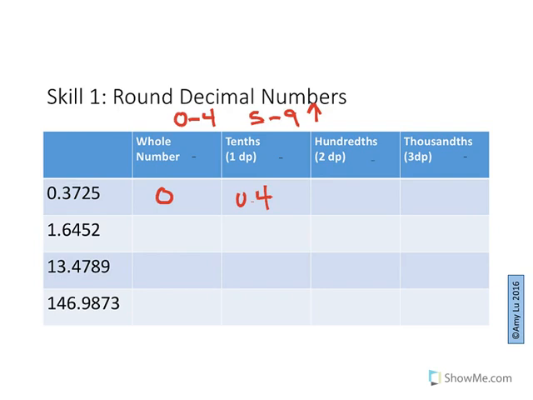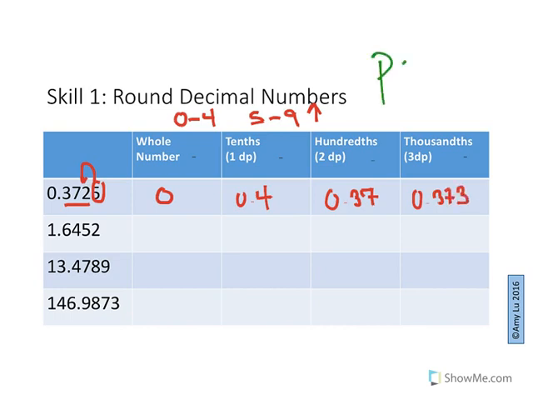Now in the hundredths place, we want two decimal places, so we look at the third one, ignore the last number, and decide what does that do to the 7. In that case, it keeps the 7 in place because it's 0 to 4, so this becomes 0.37. And finally, we want three numbers behind the decimal place, so we look at the fourth number. The 5 causes the 2 to go up, so this becomes 0.373.